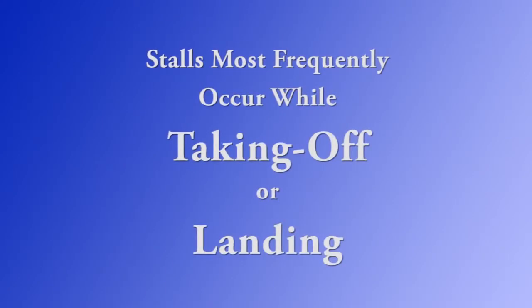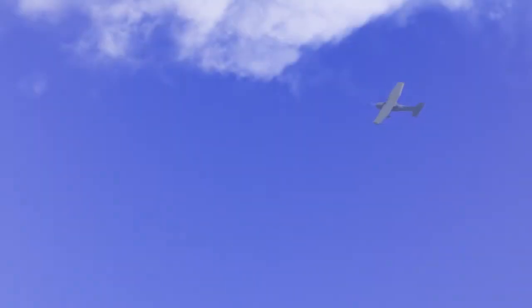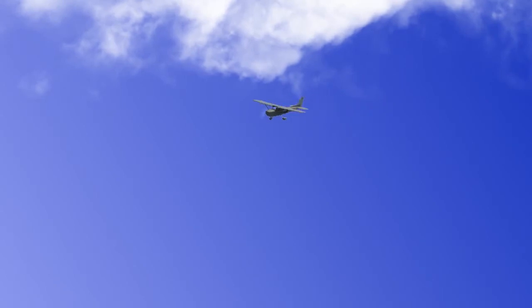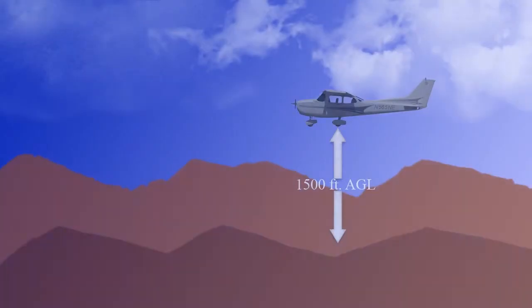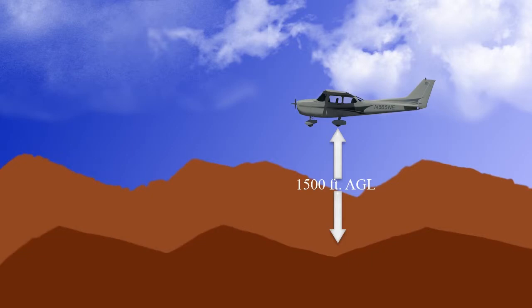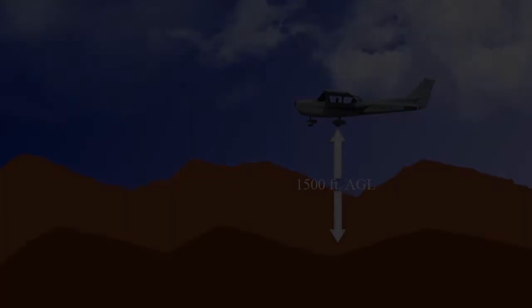Although stalls can occur at any altitude or any airspeed, studies have shown that they generally happen on takeoffs and landings. A power-on stall is a representation of a stall occurring while taking off. Always make sure when practicing stalls to perform clearing turns in both directions and verify that you are at least 1,500 feet above ground level.